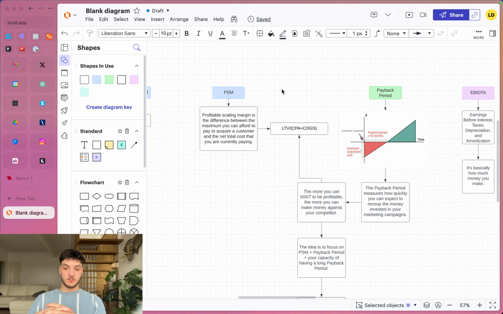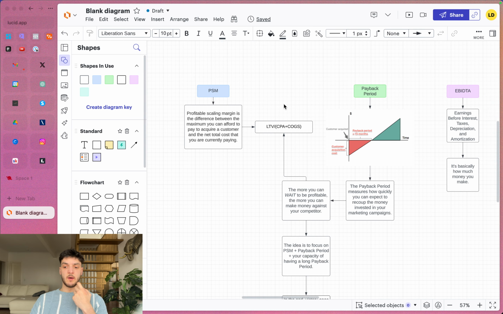The PSM, which is called the profitable scaling margin, is basically the difference between the maximum you can afford to pay to acquire a new customer and the net total cost that you are currently paying. So if you're paying, let's say, $50 to acquire a new customer, and you can actually spend, let's say, $150, well, basically, you have a good PSM, okay? And how do you calculate this? With your LTV divided by your CPA.